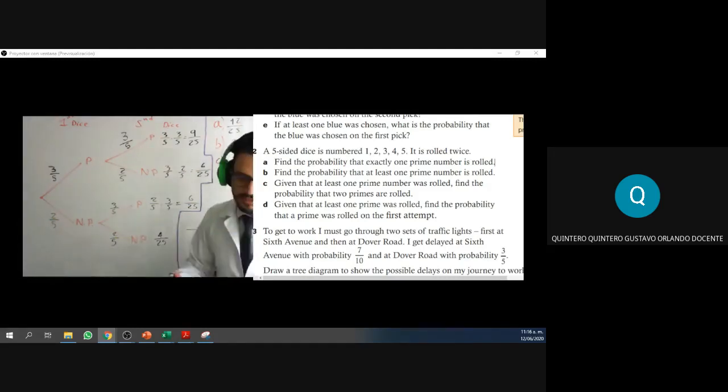And now the question is, find the probability that the prime number was rolled on the first attempt. What is that probability? Okay, so it has to be this one, right? Given that at least once we have all of these options, find the probability that it was in here. So the numerator is 3 over 5.